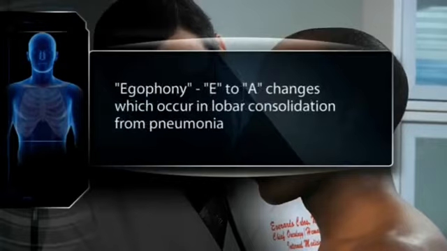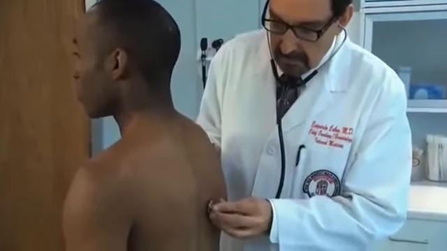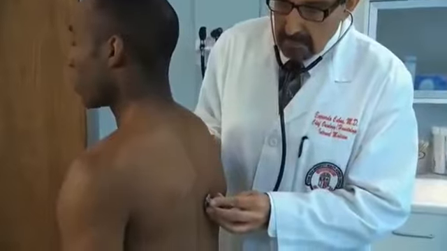Next, test for egophony, or E to A changes, which occur in lobar consolidation from pneumonia. Have the patient say E, E, E. Normally, you will hear a muffled long E sound. If the underlying tissue is consolidated, the E sound changes to an A, bleating in quality.